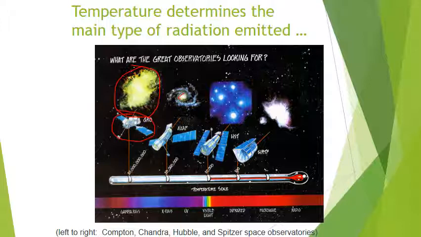If you're looking at something like the active center of a galaxy, which is also quite energetic, you're going to be looking at something that's producing a lot of X-rays, and therefore you'd use an X-ray telescope.